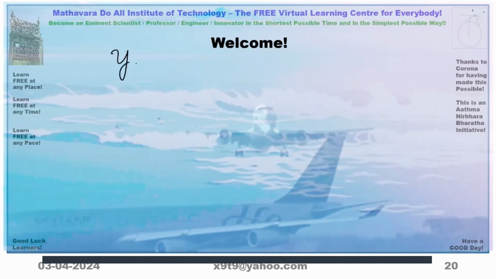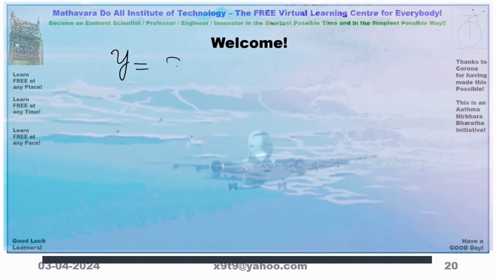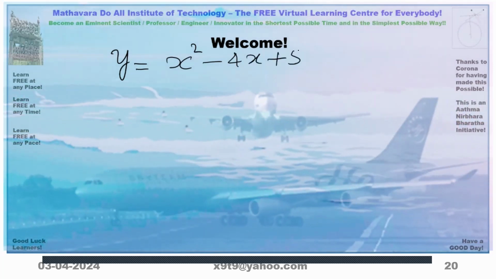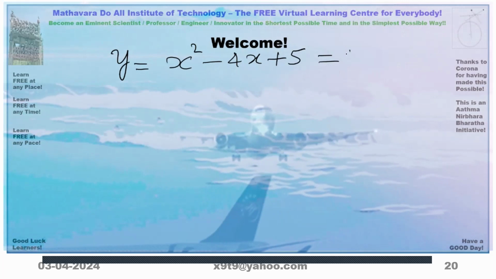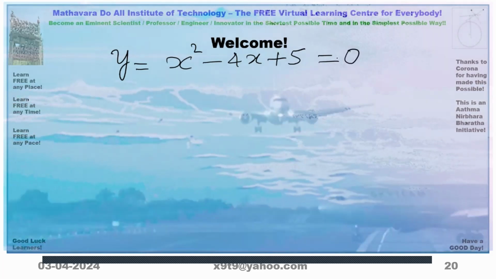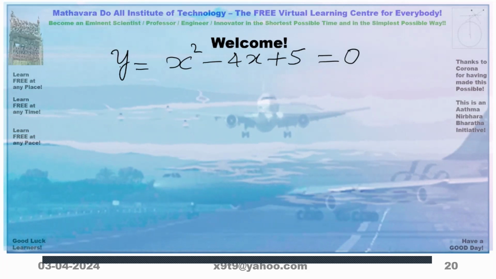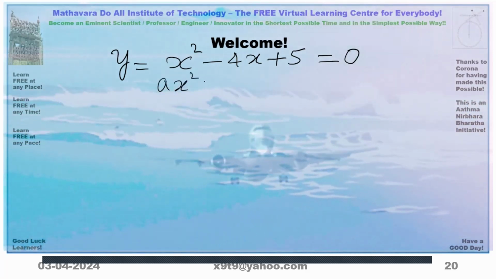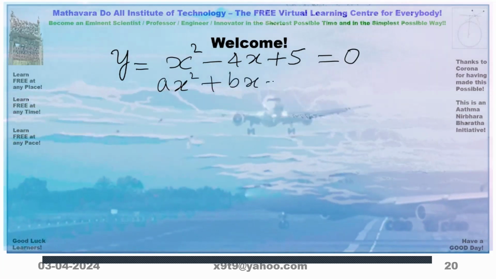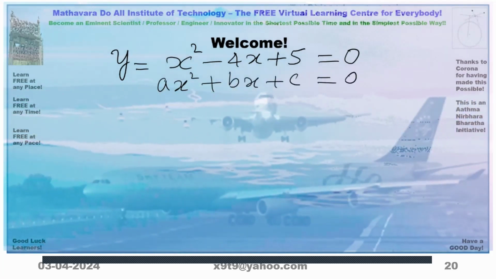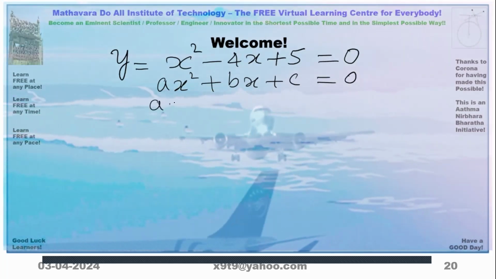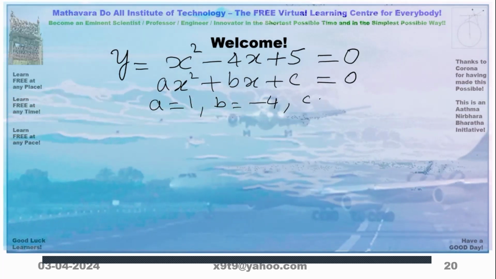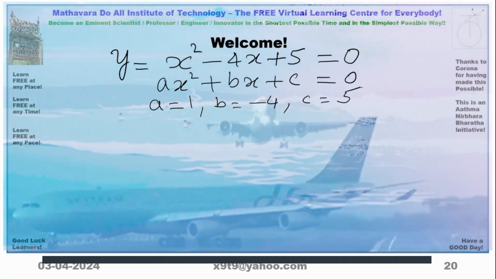Say we will take this problem. We have taken this problem, same thing we can take. y is equal to x square minus 4x plus 5. We want to find the point where it intersects the x-axis, at y is equal to 0. So it is like ax square plus bx plus c is equal to 0. So a is equal to 1, b is equal to minus 4, c is equal to 5.